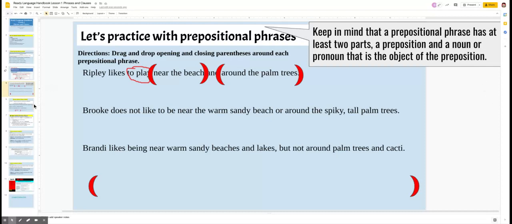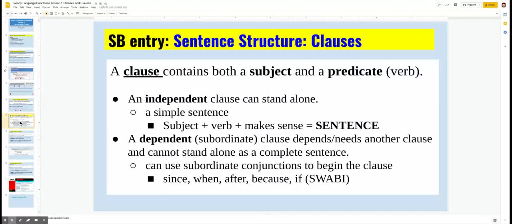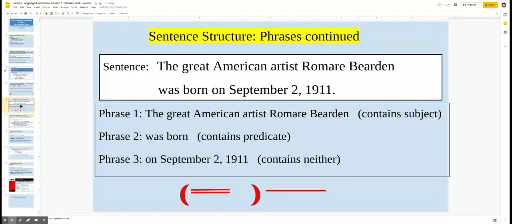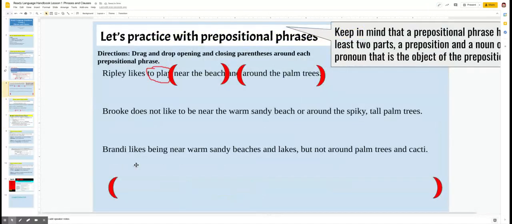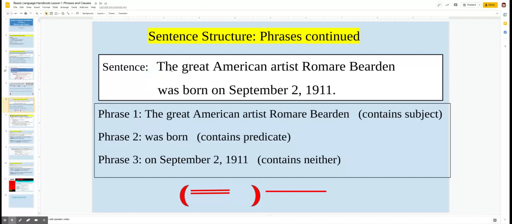But I'm going to go on to one more slide for us to review and see if you remember what we did in a previous slide. So, jumped ahead too far. There we go. Okay. So we are right here, looking back at our phrases continued.